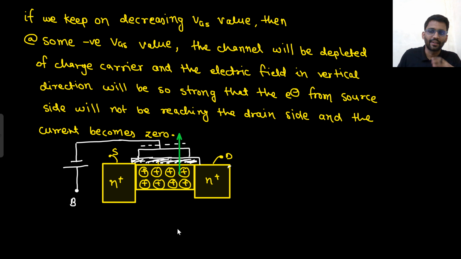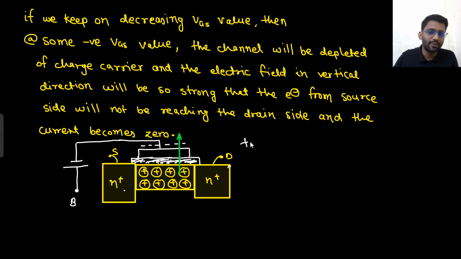So this is what I have written. At some negative VGS value, the channel will be depleted of charge carriers. I haven't written completely depleted of charge carriers. The channel will be depleted of charge carriers, and the electric field in vertical direction will be so strong that electrons from the source side will not be reaching towards the drain side, and the current becomes zero.